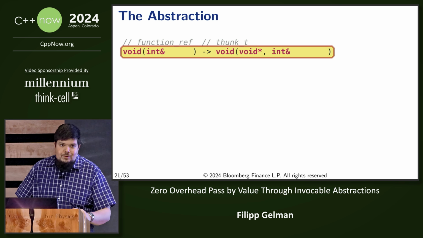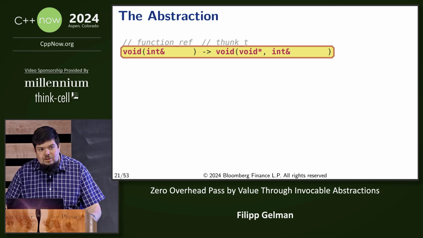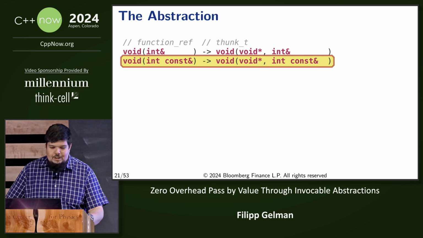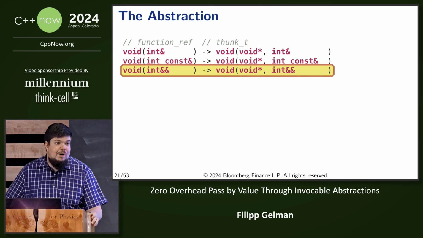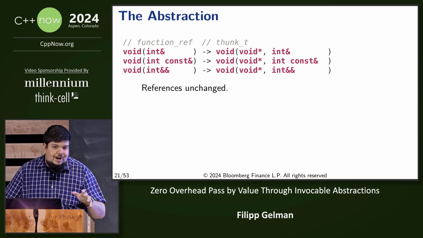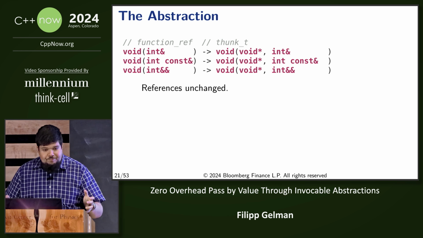So if a function ref is specified as taking a reference to int, then the thunk takes a pointer to bound object and a reference to int. And same for const and same for rvalue reference. In other words, references are unchanged. If I take a reference, the thunk takes a reference.